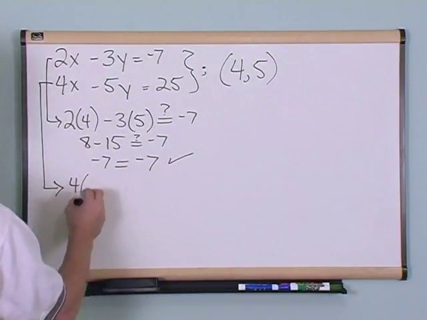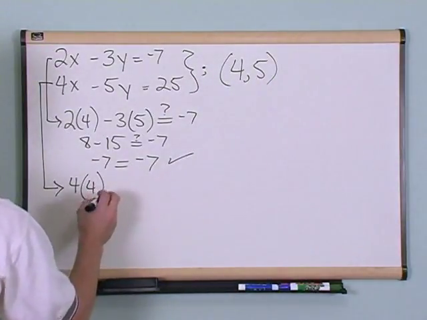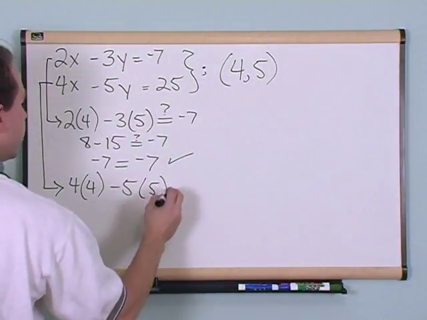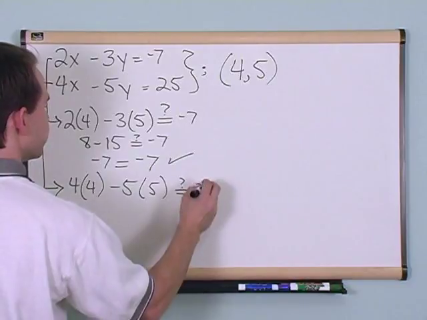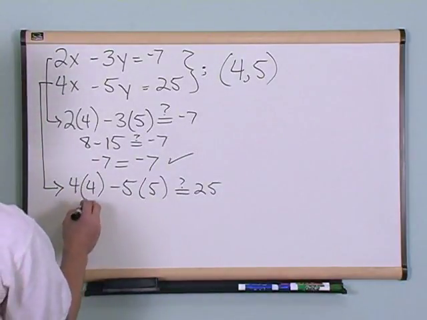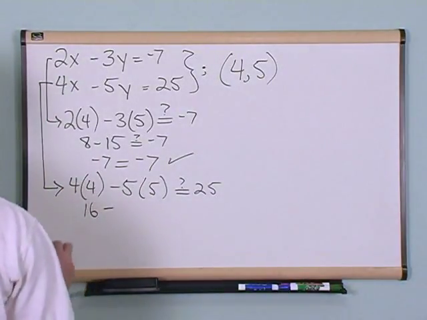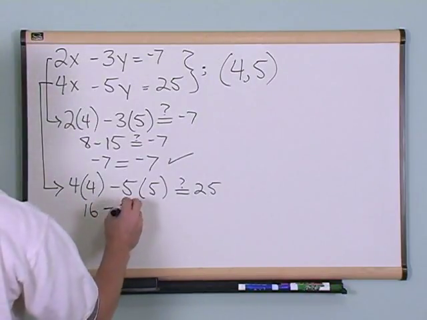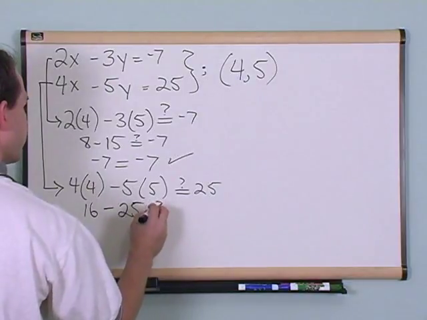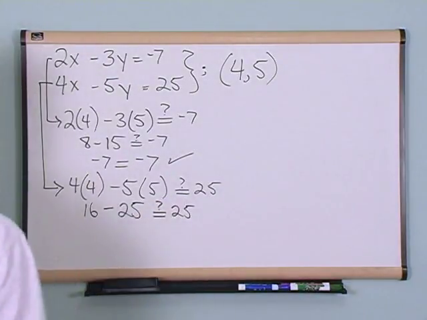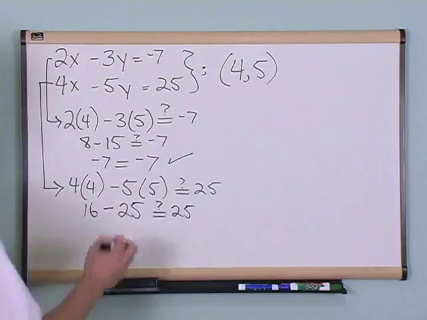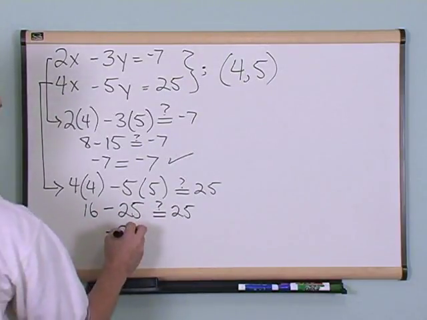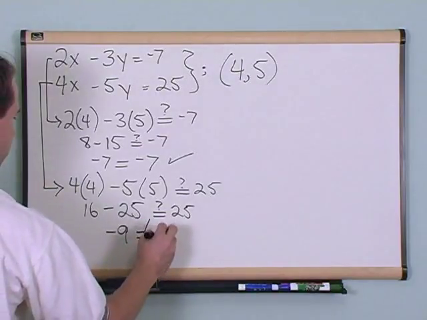4 times x, which is 4, minus 5 times y, which is 5, equals question mark 25. Well, 4 times 4 is 16, minus 25 equals question mark 25. Well, right away you can see that this is not going to be true. 16 minus 25 is negative 9, and that does not equal 25.